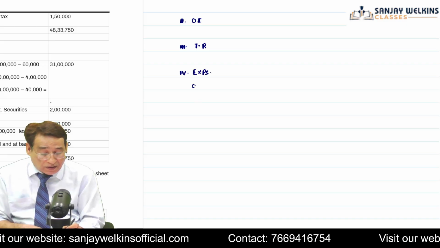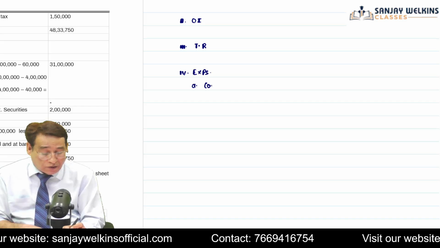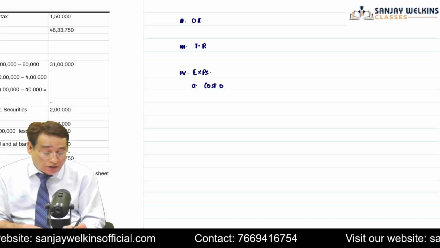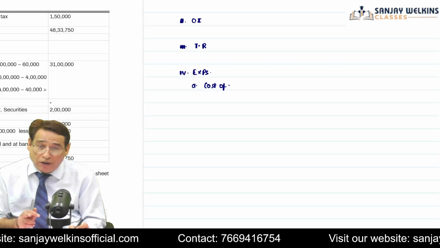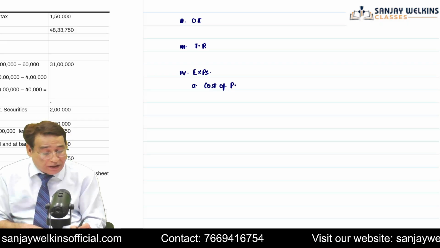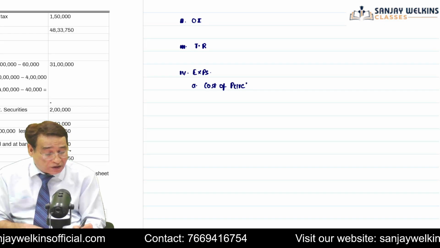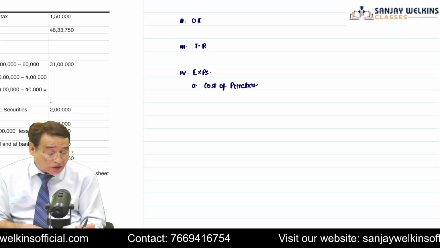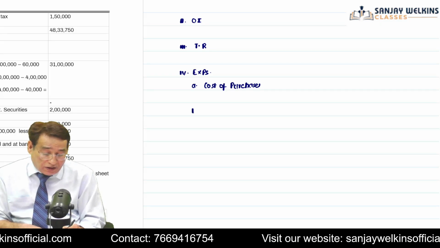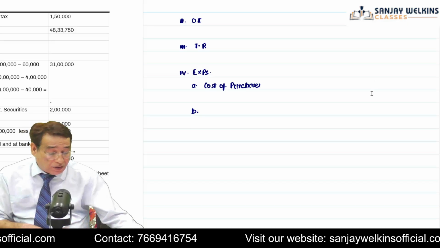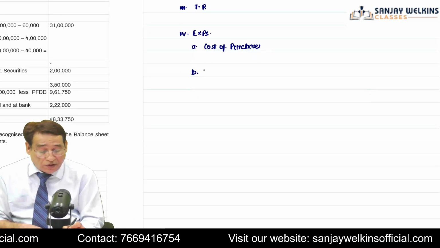Under expenses, I have already told you, I will write here cost of purchases, because I am not writing here cost of raw material consumed. The reason is that opening and closing stock of raw material is not given. So cost of purchases. Then I will be writing here changes in inventories.